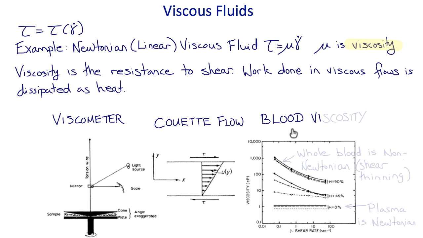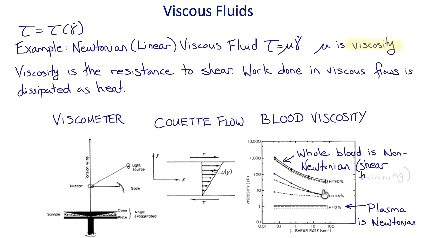This plot shows blood viscosity as a function of shear rate for different hematocrits, which is different amounts of red blood cells. You can see that plasma, where there's no red cells, is Newtonian. The viscosity doesn't change with the shear rate. It's constant. However, whole blood, which has about 45% red cells, has a non-constant viscosity, which decreases with the shear stress. So whole blood is a non-Newtonian shear thinning fluid.